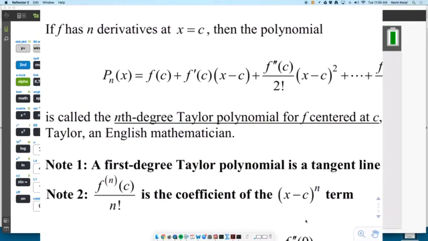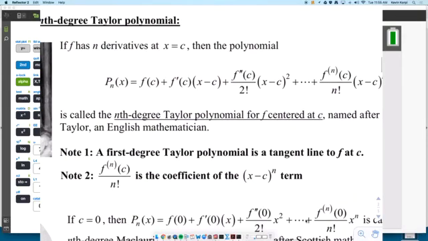So here it is. And this is probably the most important thing that we're going to do the rest of the year, this formula. If you have a function f that has n derivatives, in other words, you can take the derivative up to whatever you want n, at x equals c. We're going to use c for the center of the approximation.